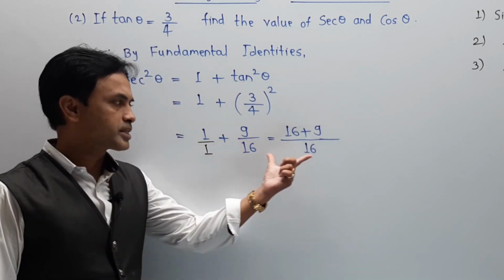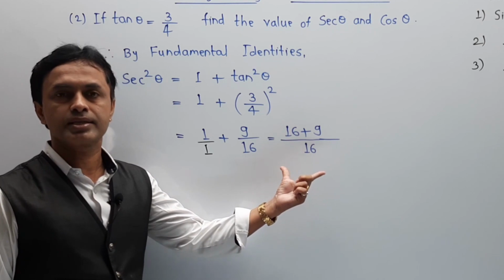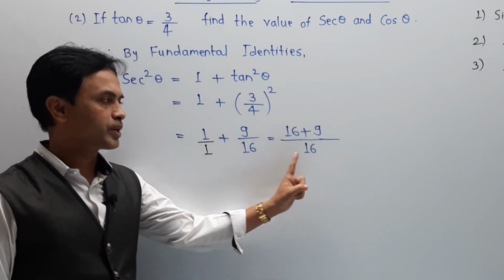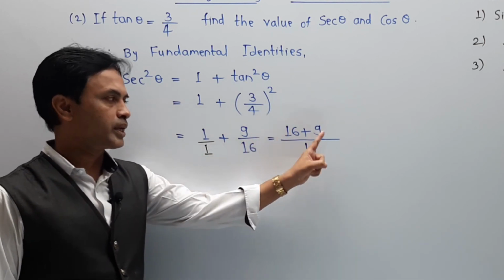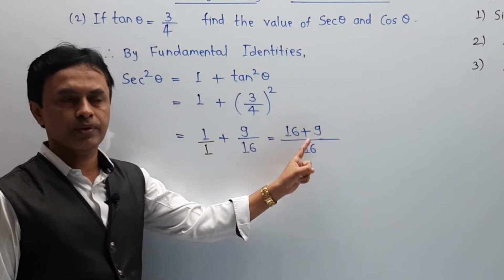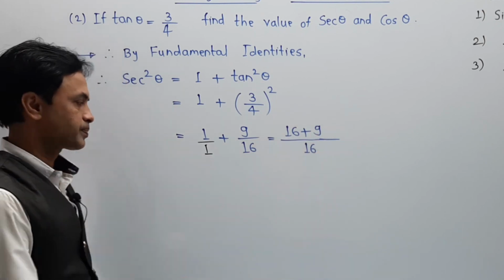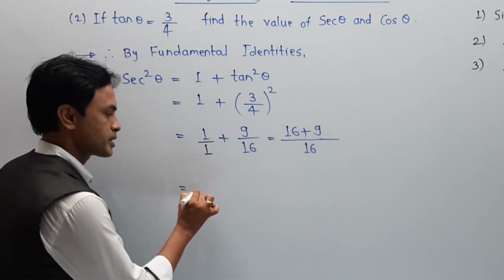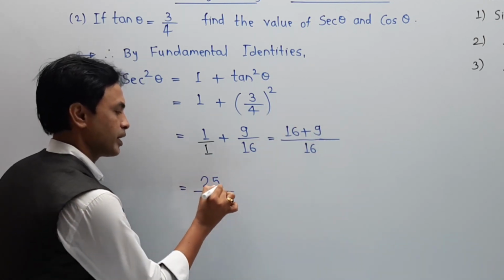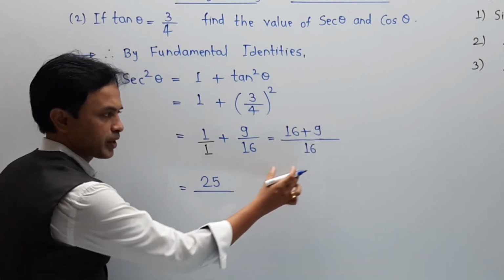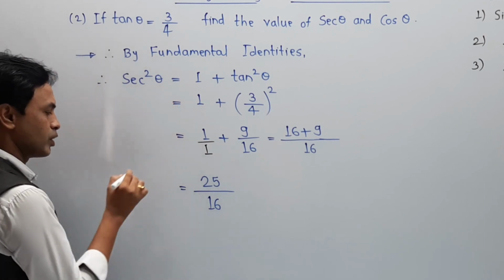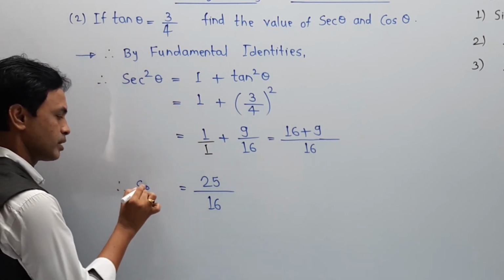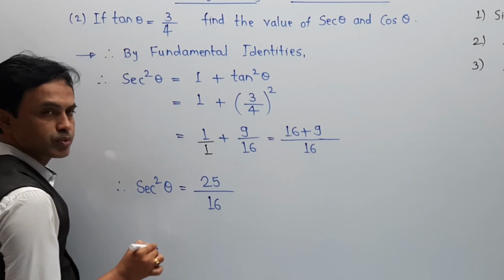Remember, I have written this step in front of this so that you can easily understand the part. So 16 into 1 is 16, 1 into 9 is 9, and the middle sign is plus over here. Now 16 plus 9 becomes 25, so it is 25 divided by 16, and this is the value of sec square theta.